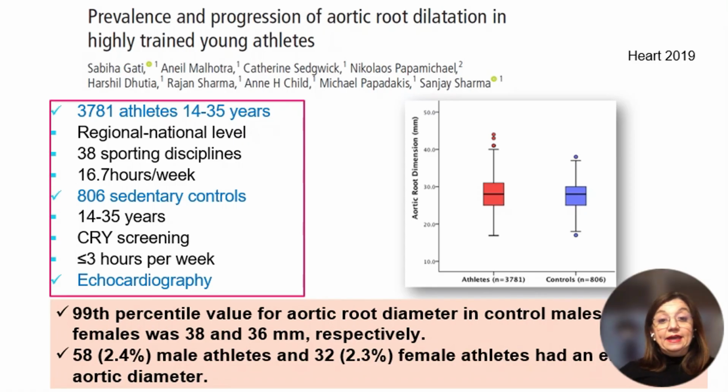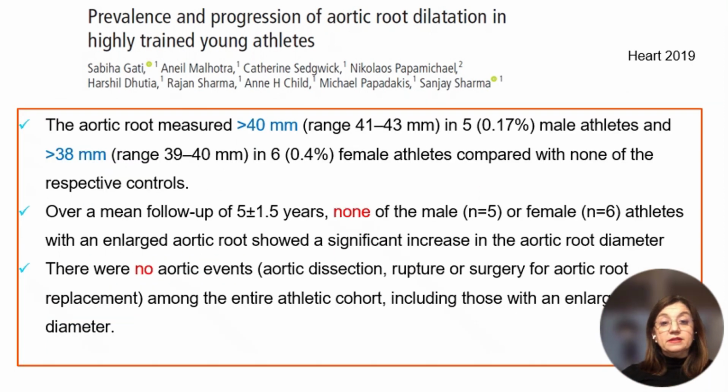Interestingly, the study performed years later by the Sharma team, also in a large group of young athletes, under 35, putting together nearly 4,000 athletes ranging from regional to national level, in many sporting disciplines, comparing them with sedentary controls, and done by echocardiography. They found also that large aortic dimensions in the athletic population were rare, with less than 2% in males and similar data in female athletes.